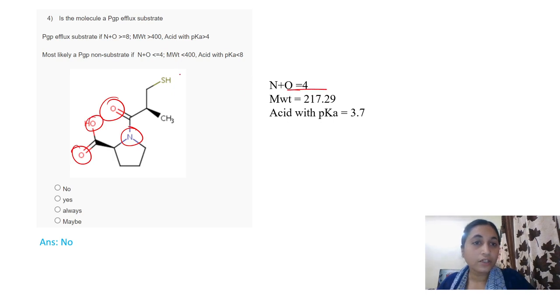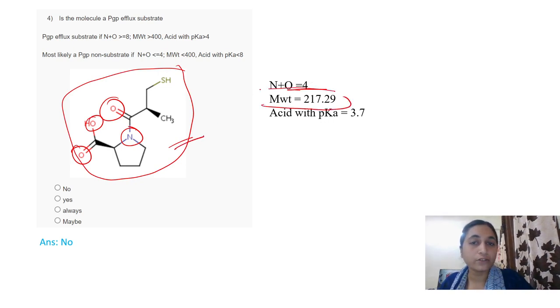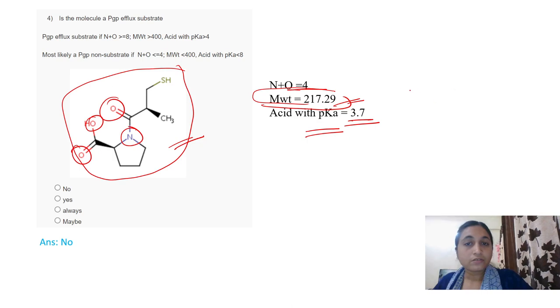This is 4. If you go to Swiss ADME and draw this structure, you will get the molecular weight also, 217.29. And the acid pKa of this structure is 3.7. If you consider all these three, it is not a P-glycoprotein efflux substrate. So the answer will be no.